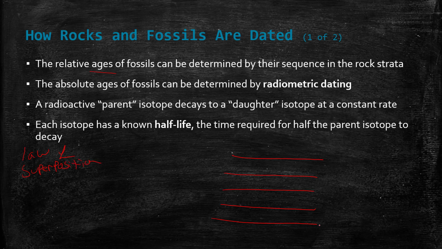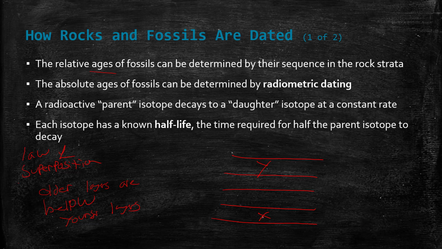And the law of superposition. So let's say there's a fossil here. We'll put X and Y. Which fossil is older, do you think, in this wall of rock? Well, the law of superposition states that older layers are below younger layers.